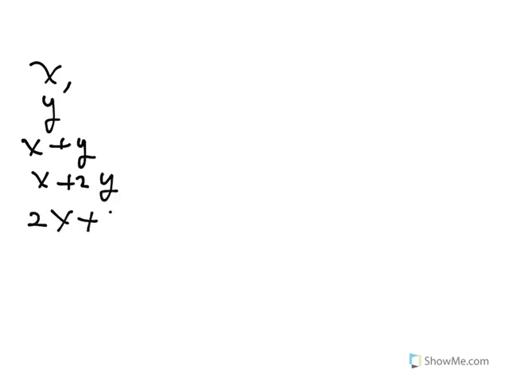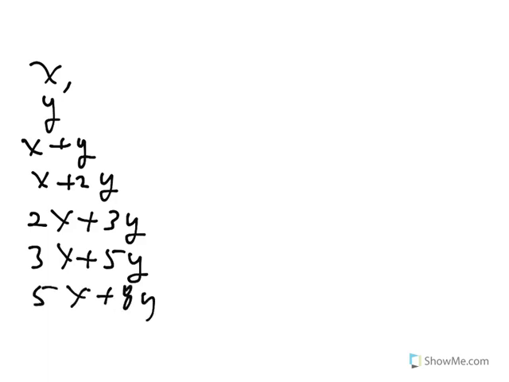The reason this trick works is because if I call my first two numbers x and y, the third one is going to be x plus y, the fourth one is going to be x plus 2y. Add together the two previous terms, get 2x plus 3y. Add together the two previous terms, 3x plus 5y. Add together the two previous terms, 5x plus 8y. Then becomes 8x plus 13y.